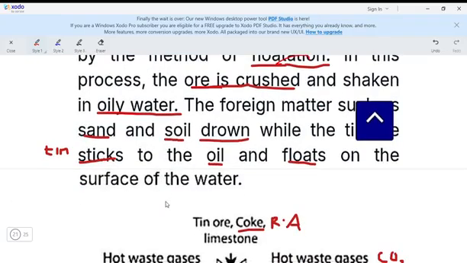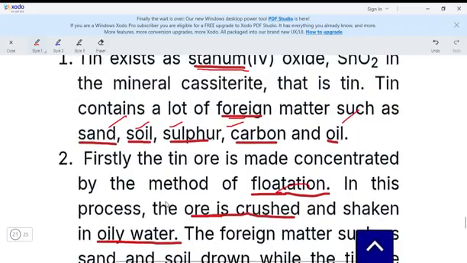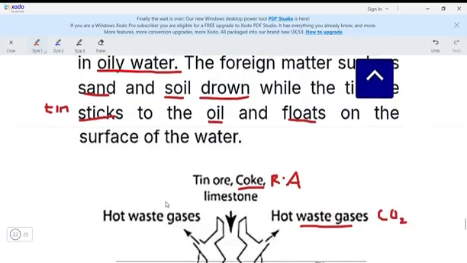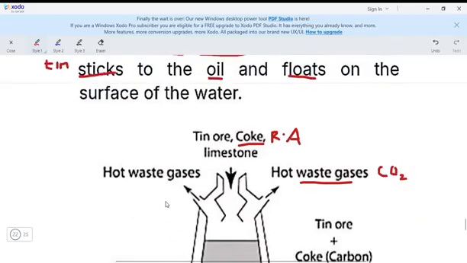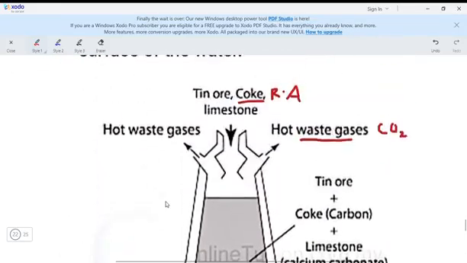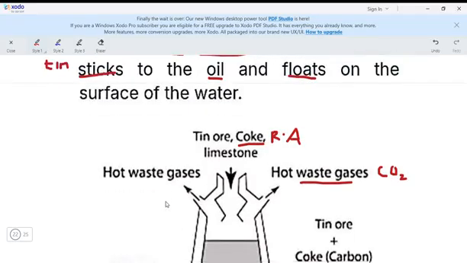What will happen? The foreign matter such as sand, soil, all of them will drown. They will go down because they are heavy. While the tin, it will stick to the oil and it will float so that you can collect your tin. So that's what we call flotation. So this is the furnace where the cassiterite will be melted, where the process will take place.